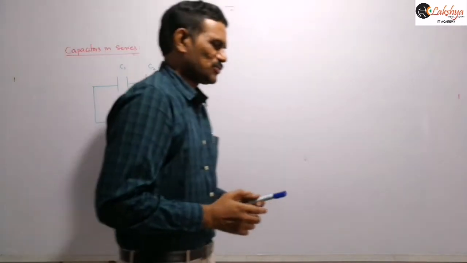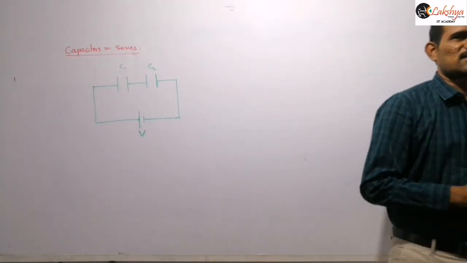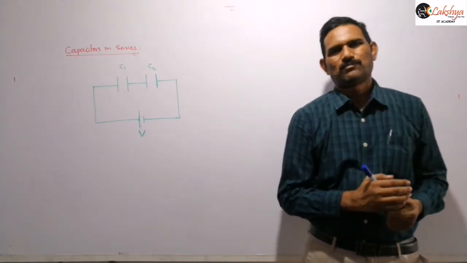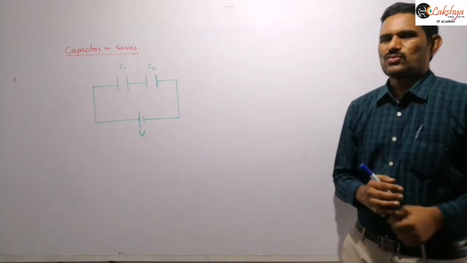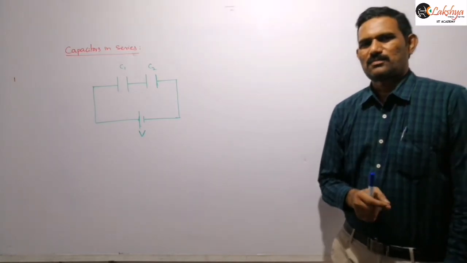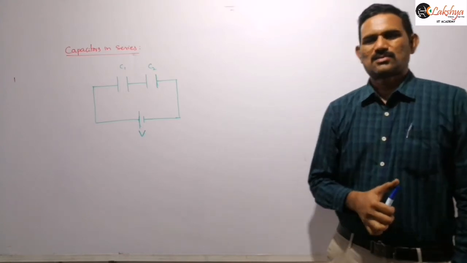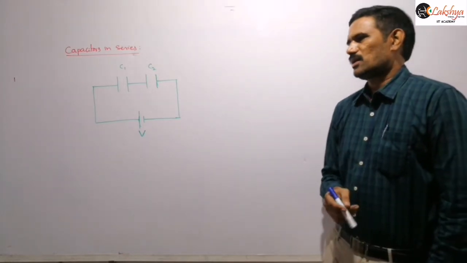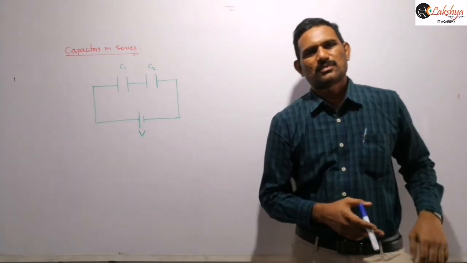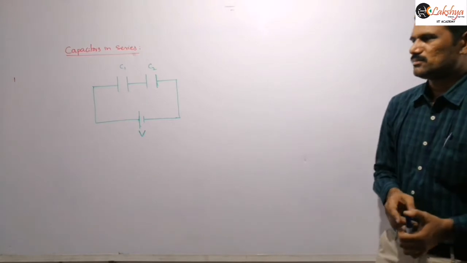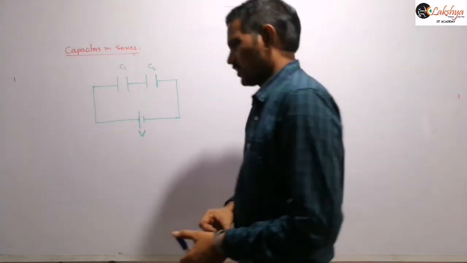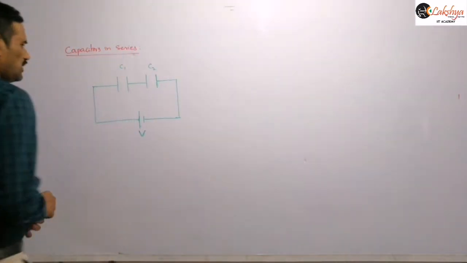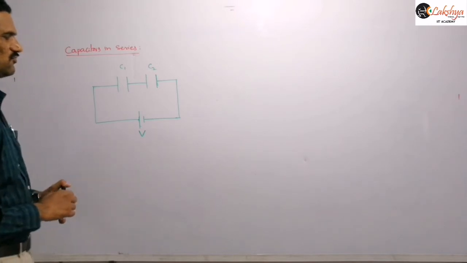Let C1 and C2 be the two capacitors connected in series across a cell of EMF V.